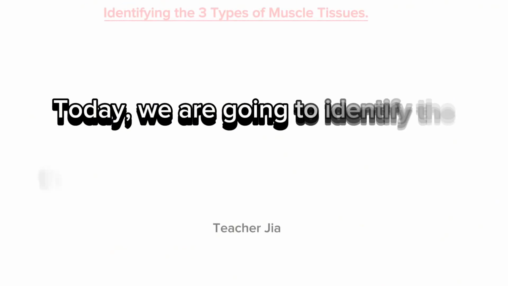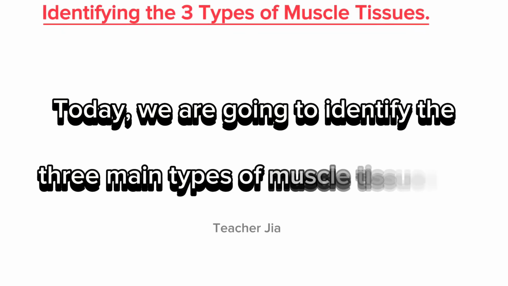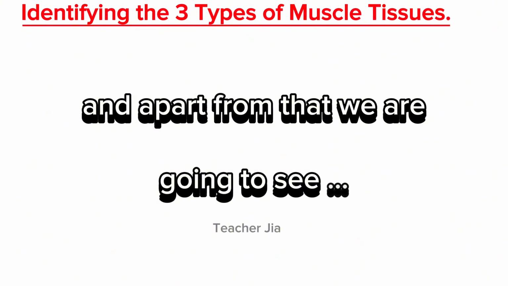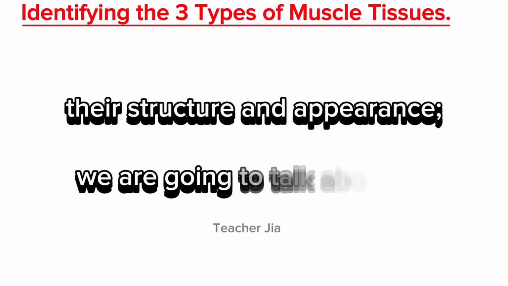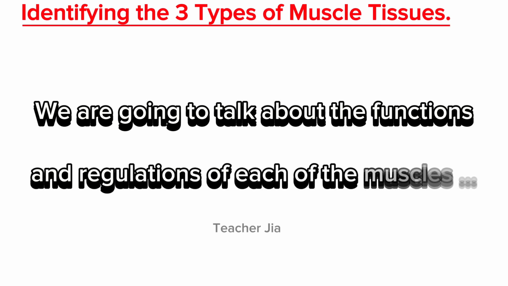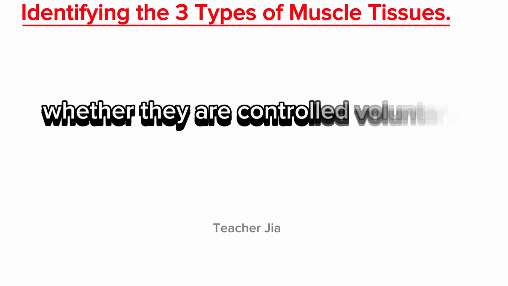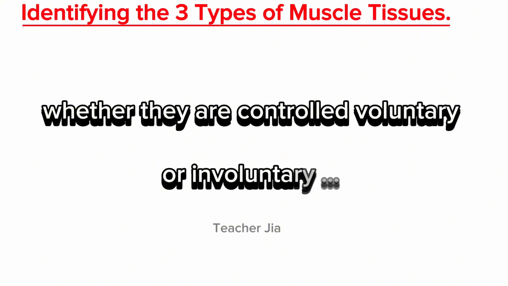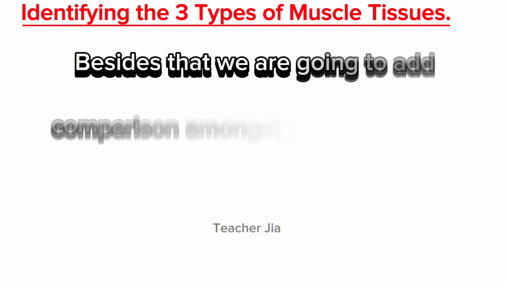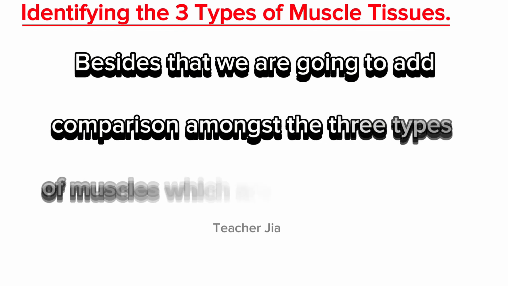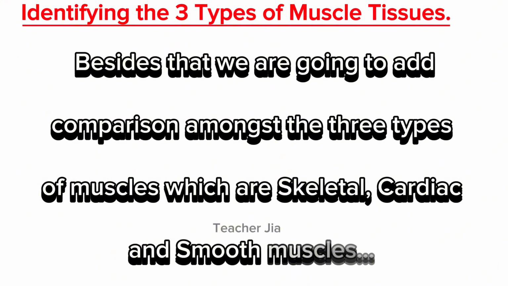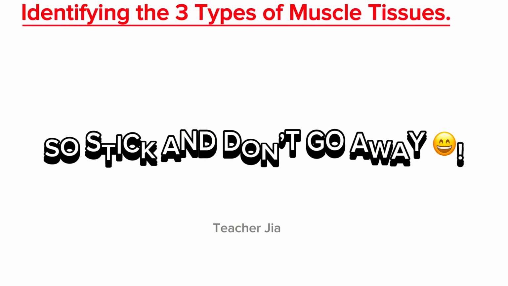Today we are going to identify the three main types of muscle tissues, and apart from that we're going to see their structure and appearance. We're going to talk about the functions and regulations of each of the muscles, whether they are controlled voluntary or involuntary, their location and examples. Besides that, we're going to add comparison between the three types of muscles, which are skeletal muscle, cardiac muscles, and smooth muscle. So stick around, don't go away.